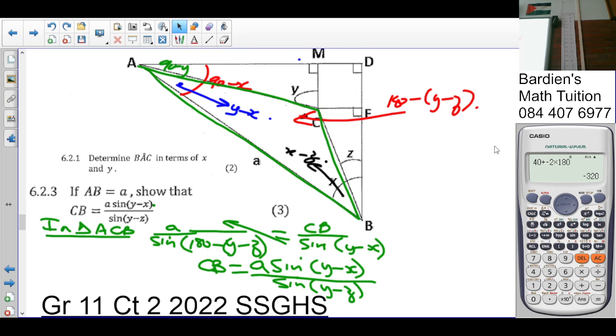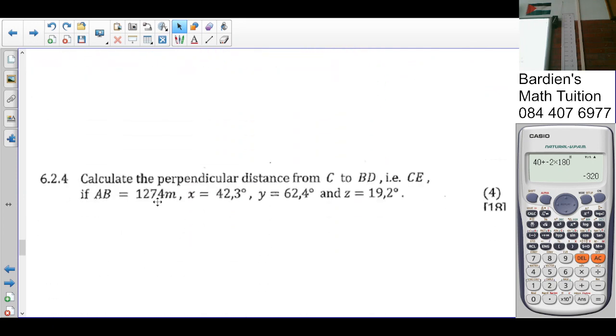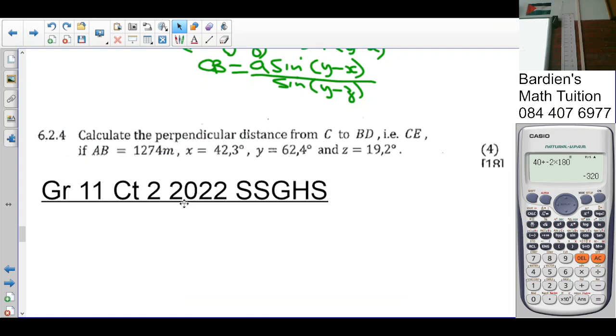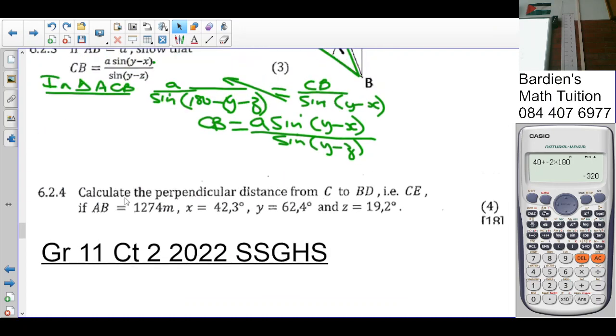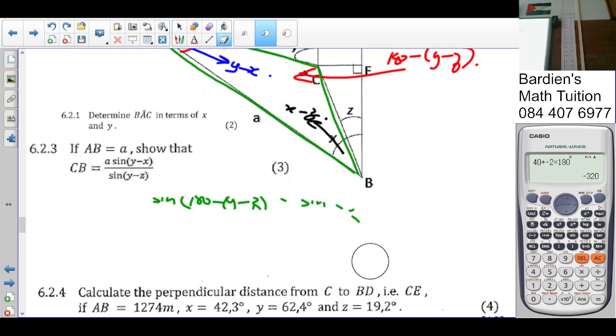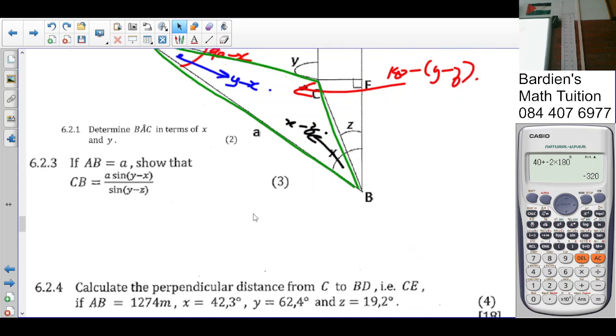Okay. Then in the next question we are told, calculate the perpendicular distance. Okay, so again I need a space here. So calculate the perpendicular distance.